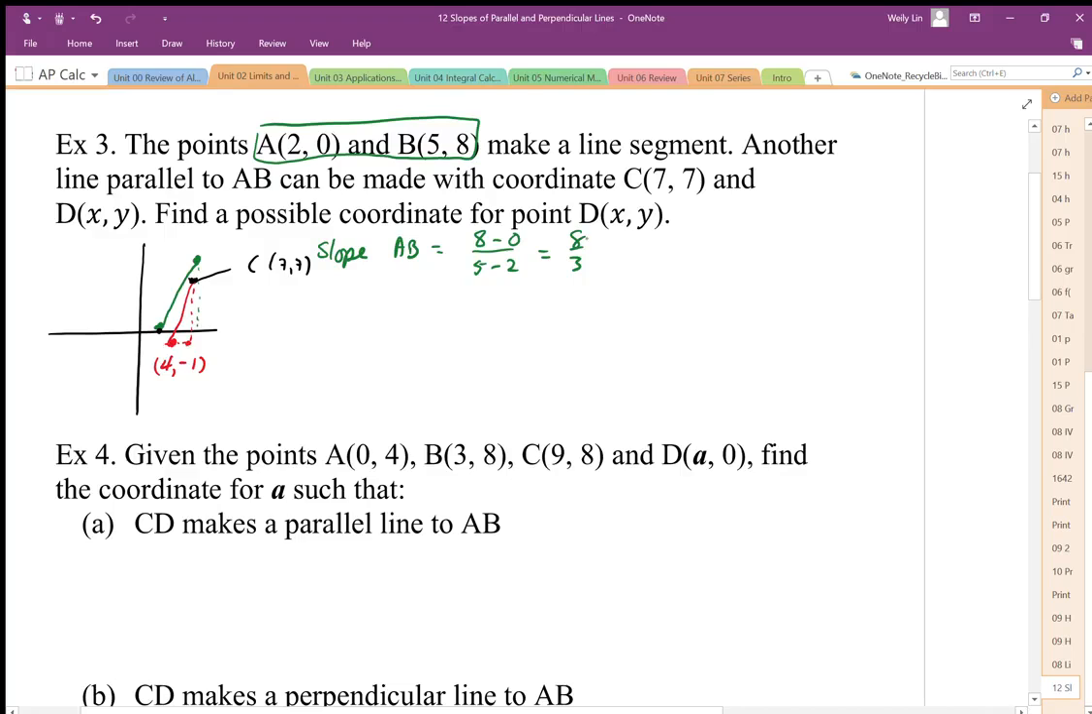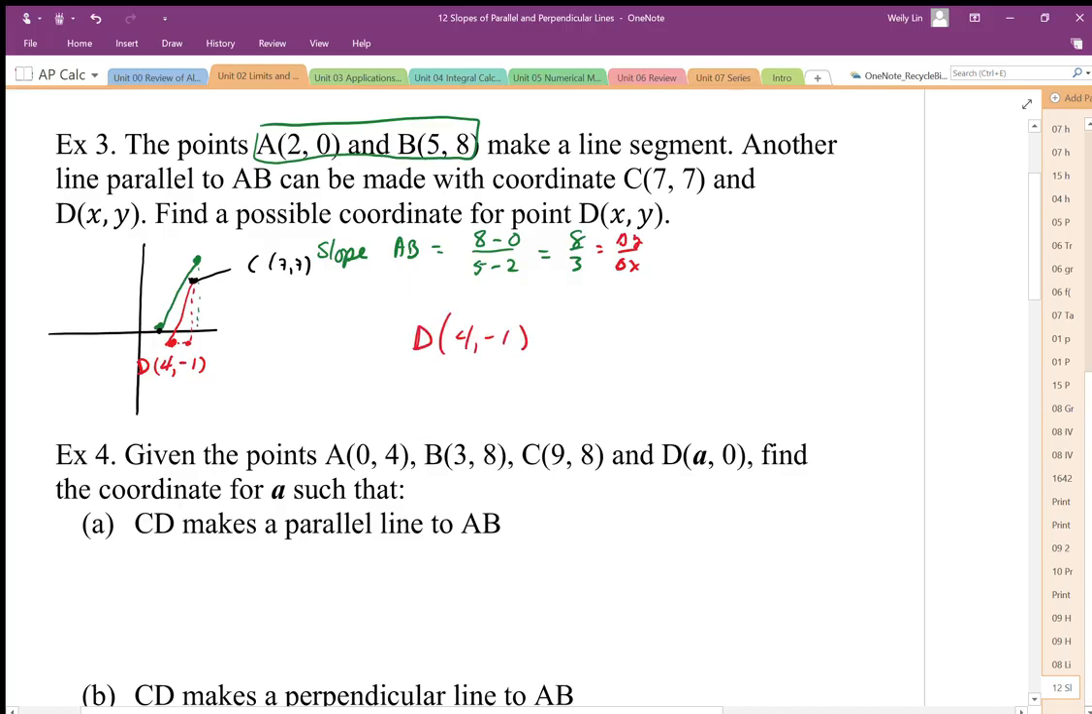Using my rise and run, remember that this is equal to the change in y over the change in x. I can use those changes to move from point C to, we'll call that point D. That's just one possibility. We can use any ratio of 8 and 3 of change in x and change in y to move that coordinate so that we have a point that would make a parallel line segment to the green slope. So there's an example where D could possibly be at (4, -1).